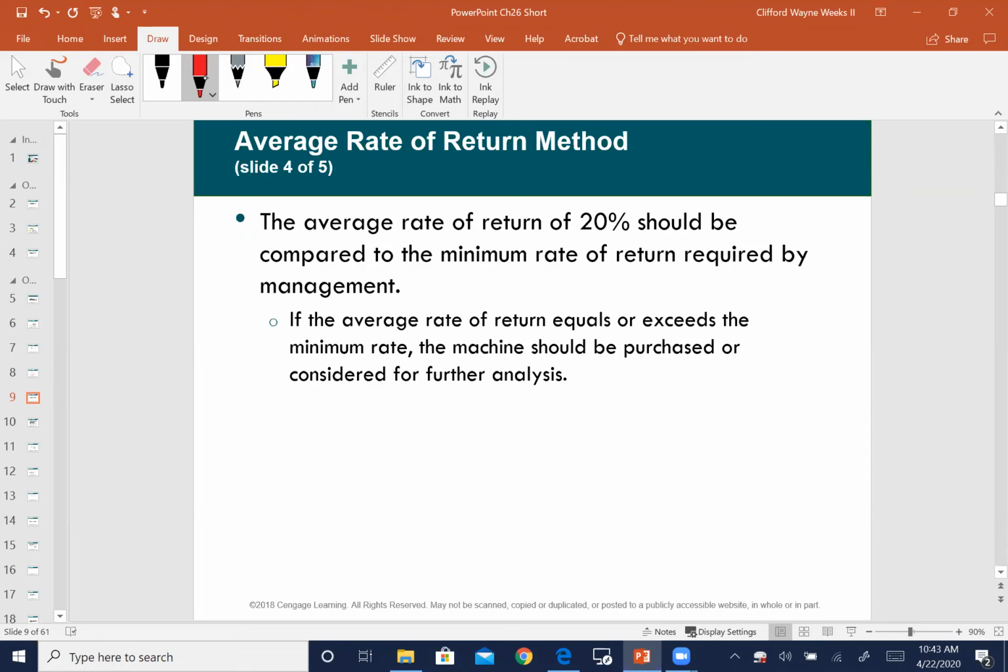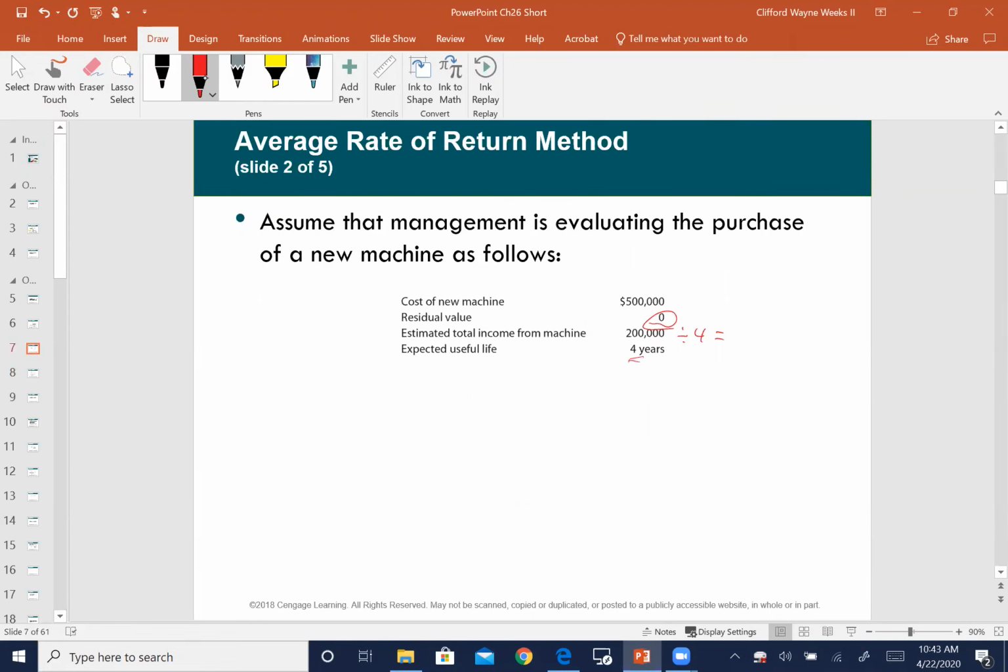Again, this one's a weak one. The reason being, let me go back to here. We know the cost of this new machine is today. You can't get much worse than a 0 residual value, but again, this is an estimate, and that's something in the future. We don't know what that is, it's sometime in the future. Again, we have an estimated income of 200,000, so we assume that it's $50,000 every year.